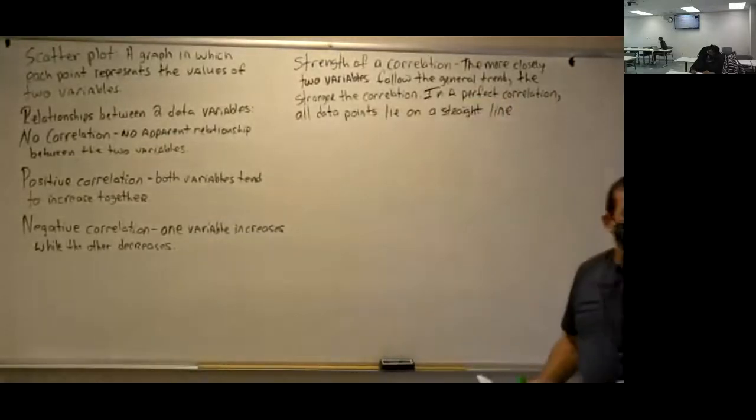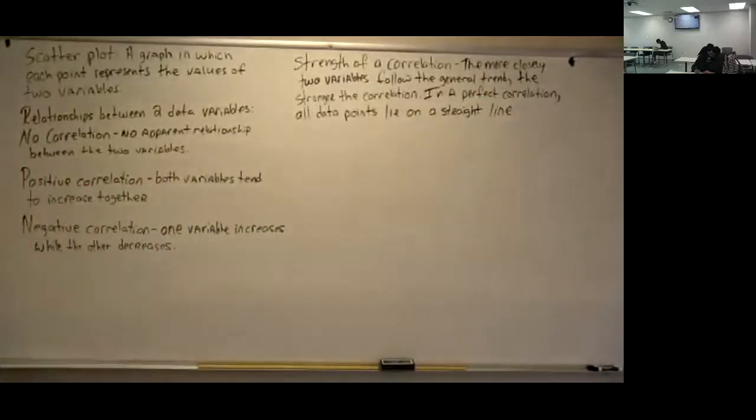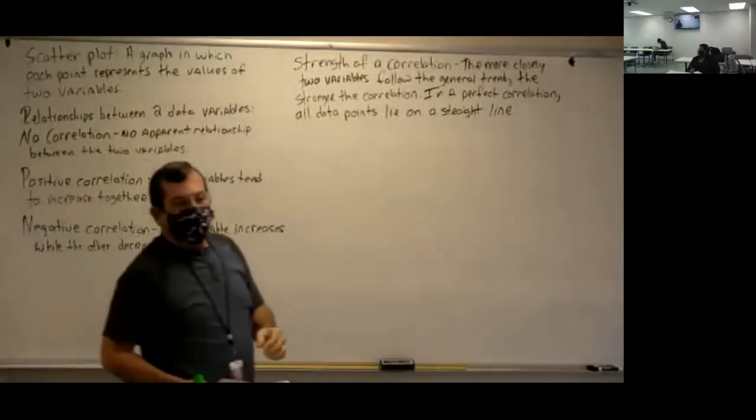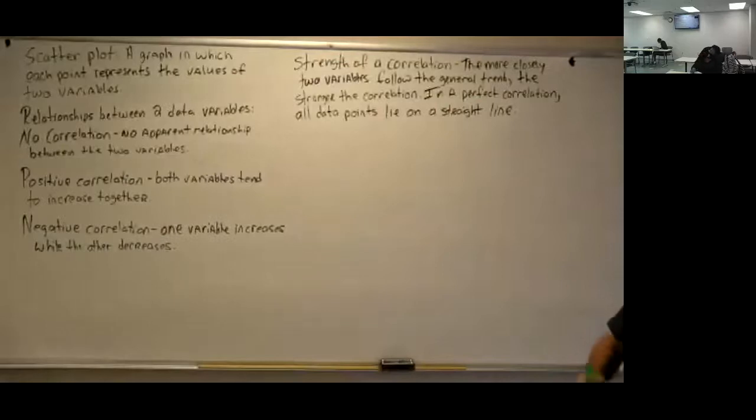Okay, so that's what was shown to you earlier when I did that with the diamond. As one went up, the other went up, and it pretty much looked like a line through there. So the stronger, the more line it looks. If there's no correlation, you're just going to have points scattered everywhere. As one goes up, you can't tell if the other is going up or down or nothing.